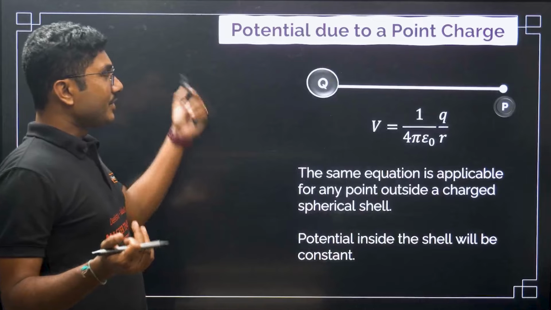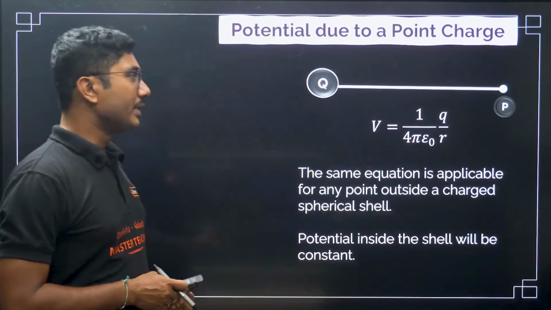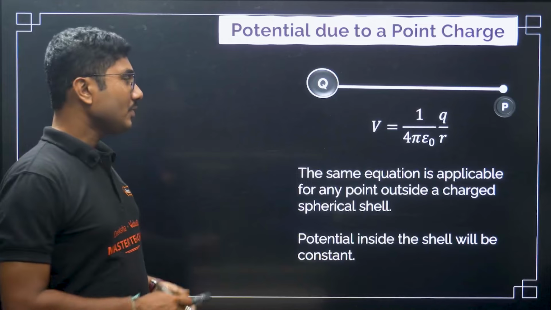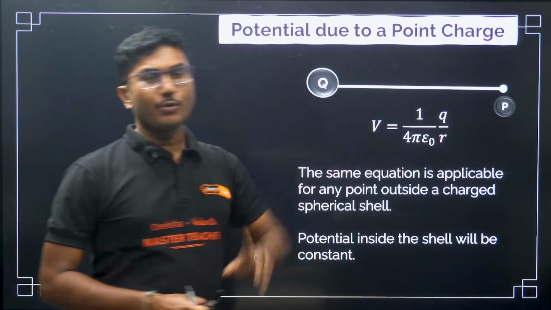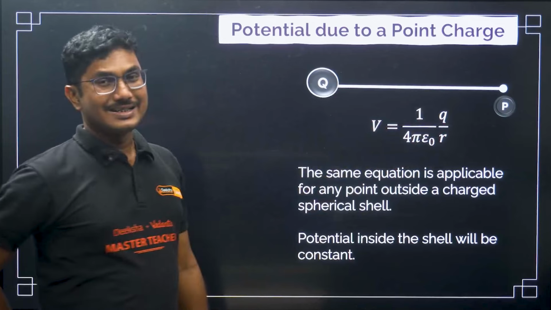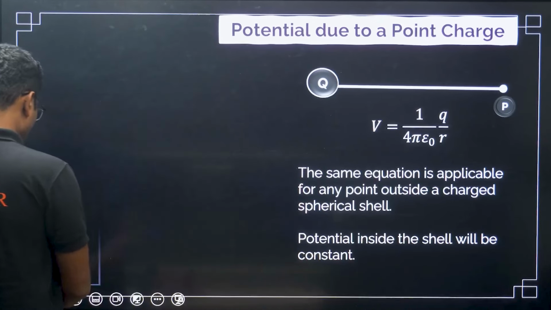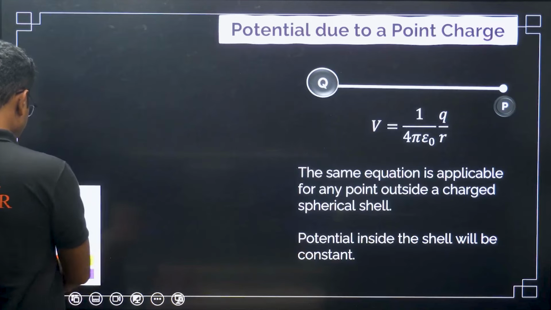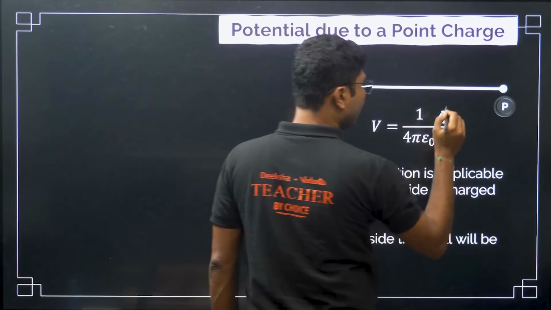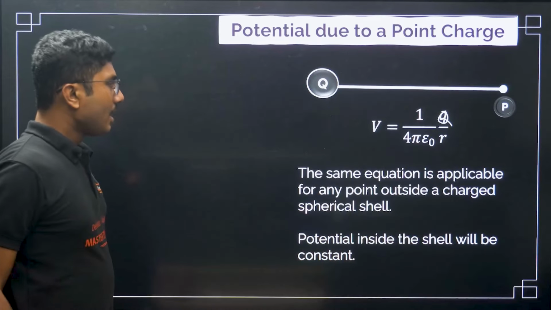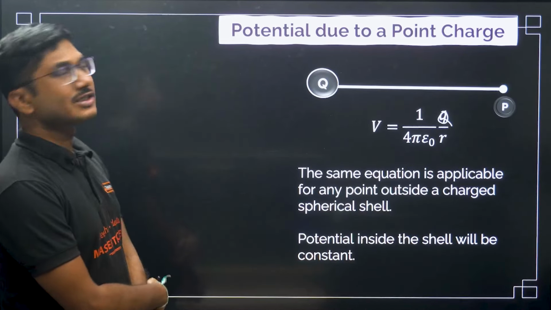Now this is the definition of potential due to a point charge. This is the derivation. The derivation, as I said, we will be doing in the derivation section, but you can see that potential is inversely proportional to the distance. There is one more small mistake here. We have mentioned a capital Q here, so this will also be capital Q. The same equation is applicable for any point outside the charged spherical shell.